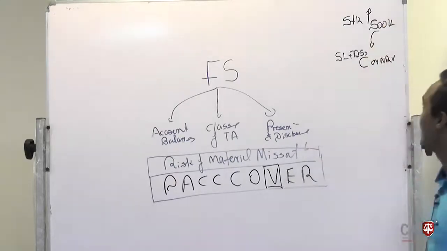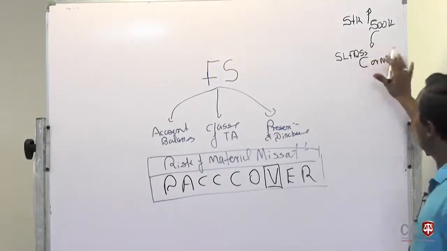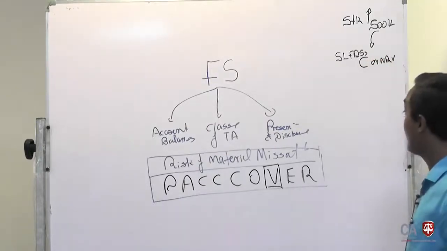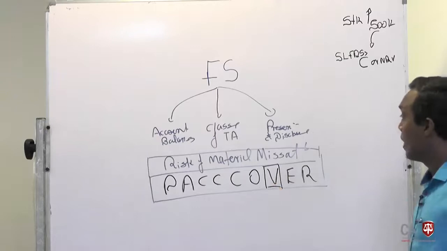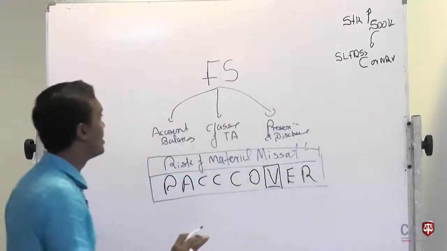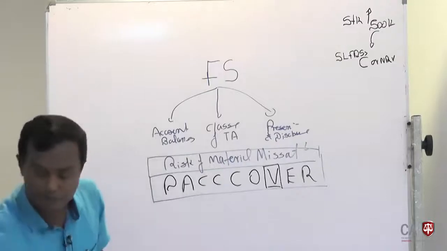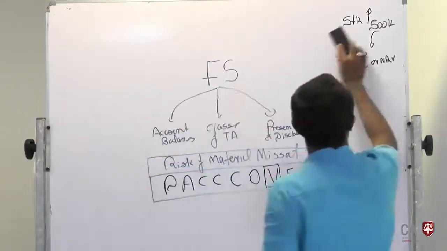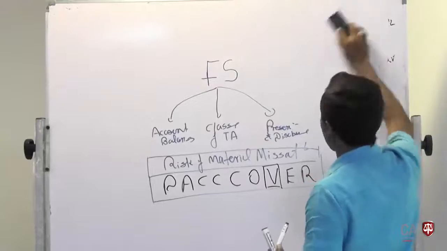Now it is overstated. Why? Because these stocks are expired, you have to write off. So valuation connects to account balance, right. Now using PACK COVER, you are able to identify any issue in financial statements, right.